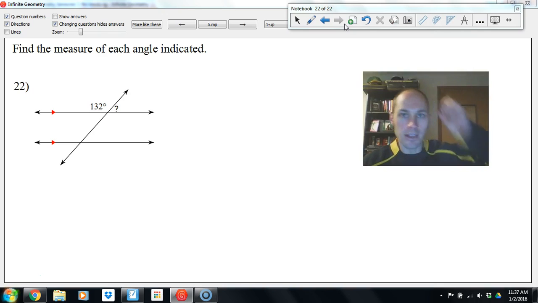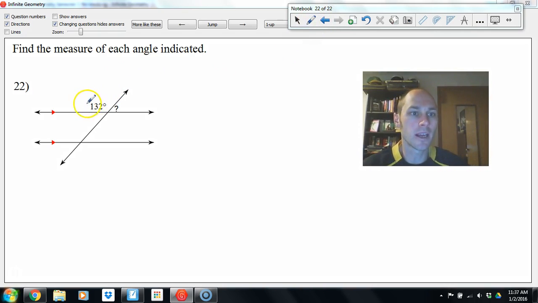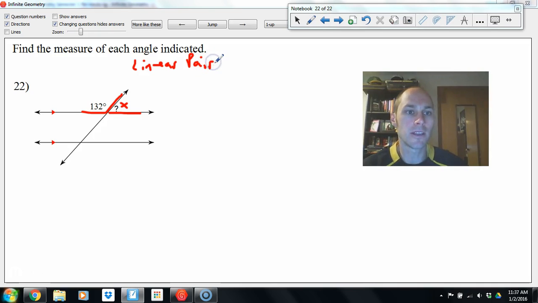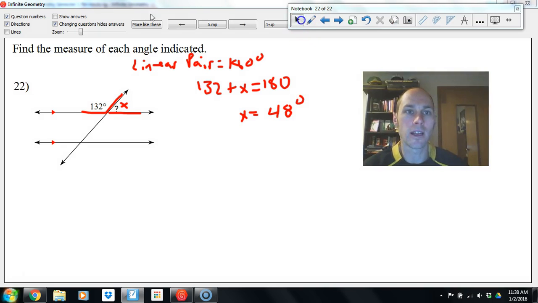Next, if we want to find the measure of the angle indicated, we first need to find the relationship between the 2 angles. So 132 and x, I would say those are a linear pair. And if they're a linear pair, they're supplementary. Supplementary, they add up to 180. Linear pair is 180 degrees. So 132 plus x equals 180. So if we subtract 180 minus 132, we see that there are 48 degrees left over for angle x.